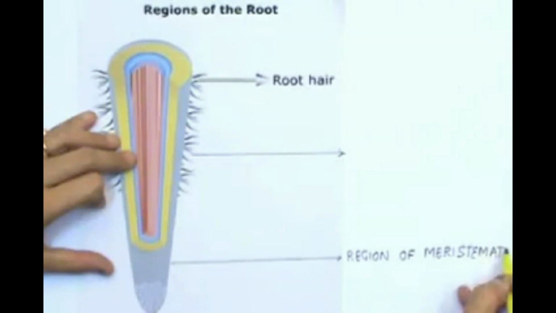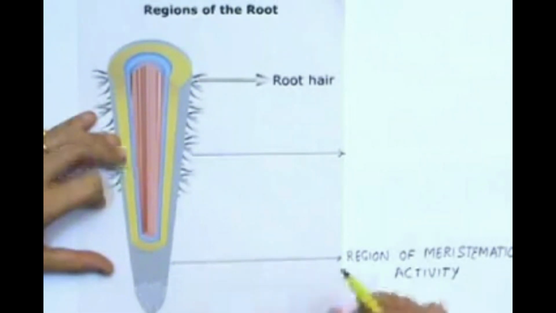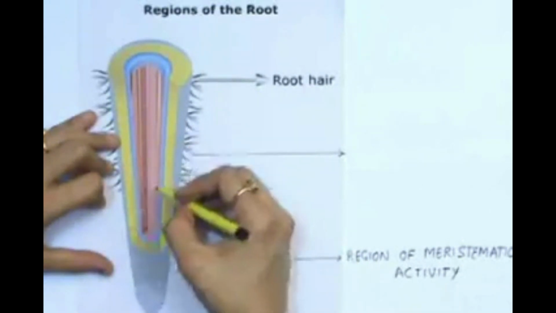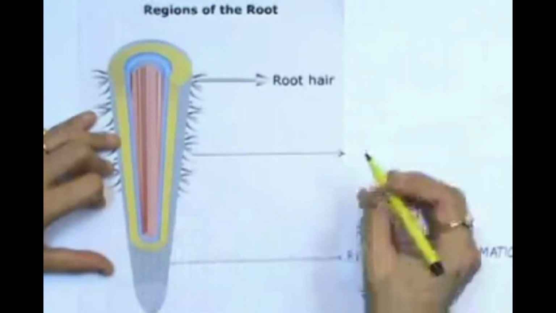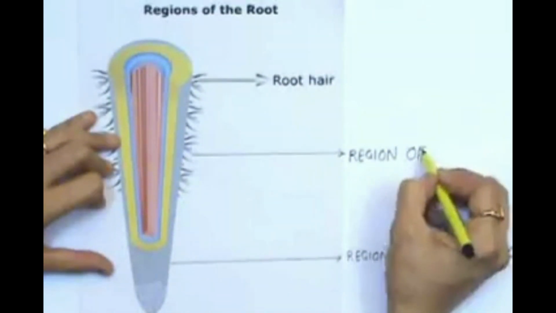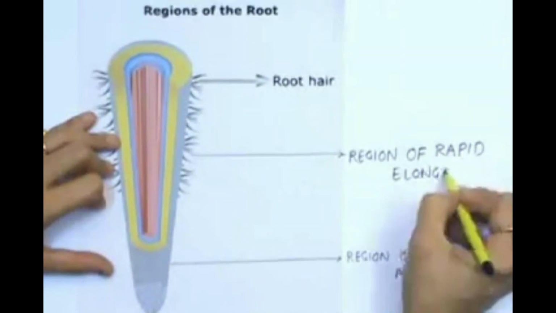In the region of meristematic activity, the cells are small, thin-walled, and they have a dense protoplasm and they are dividing repeatedly. After this, there is a region of rapid elongation, as you can see here, region of rapid elongation.